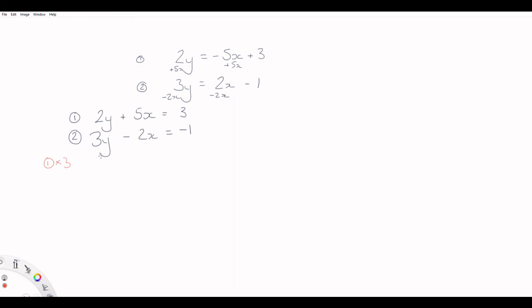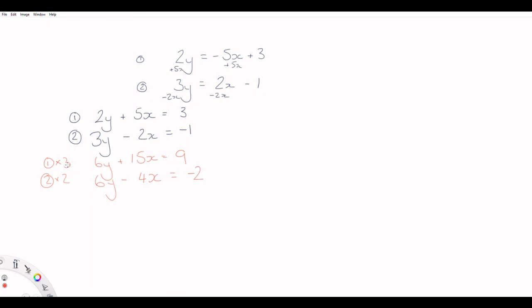So that gives us 6y plus 15x equals 9. And to get this to 6 in equation 2, we're going to be timesing it by 2. That gives us 6y minus 4x equals minus 2.